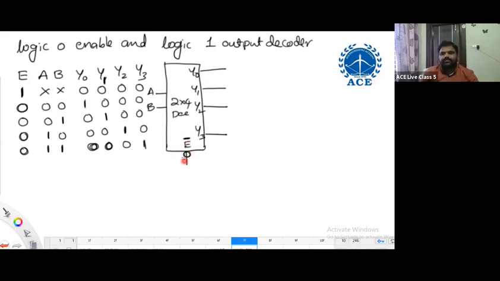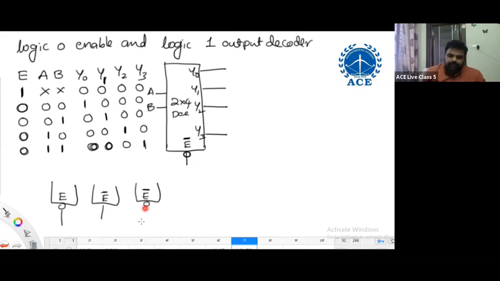If you have both, logically you may be thinking that it must be logic 1 enable. Without having bar, if it is having a bubble also, it is logic 0 enable. If you have only E bar, then also logic 0 enable. When we have both, logically you may be expecting logic 1 enable, but the representations indicate logic 0 enable. All these three are representing logic 0 enable only. Don't apply any logic in this. Simply follow.